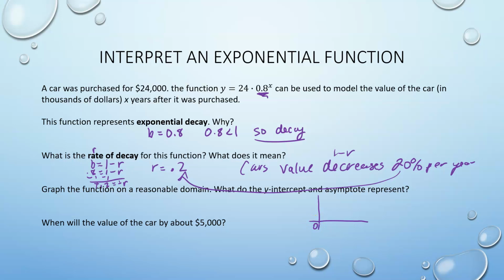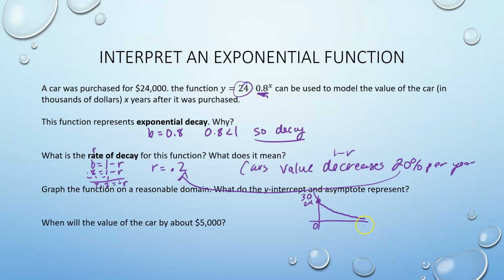So I could start both my x and y at 0. Now, we know that the car was purchased for $24,000. But we use 24 because it's in thousands. So I'd probably go up to like 30 so that I could see that y-intercept at 24. We know it's decay and it hasn't been shifted, so it should look something like this.